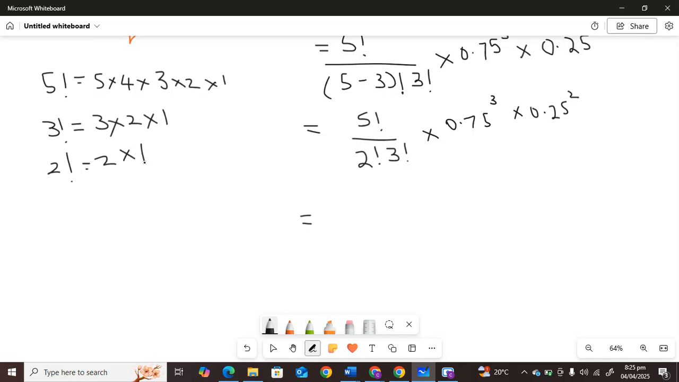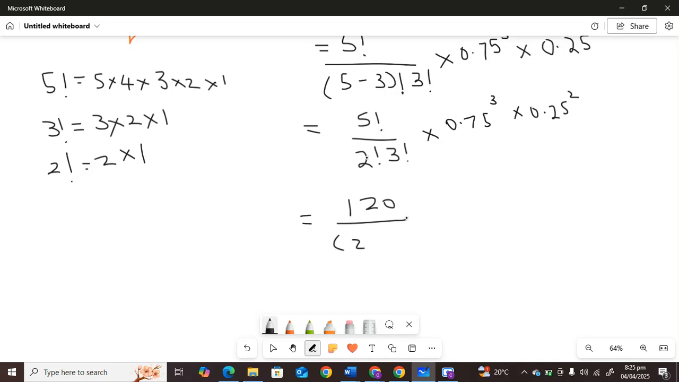Okay, so one way we can do it here, we can just say 5 times 4, that is 20. 20 times 3, that is 60. 60 times 2, that is 120. 120 times 1, that's 120. Divided by 2 factorial, 2 times 1, that is 2.